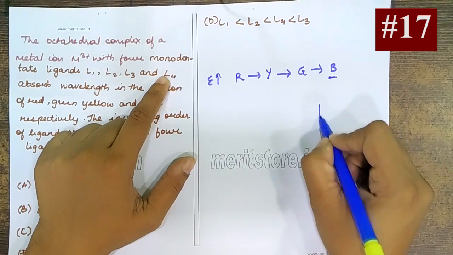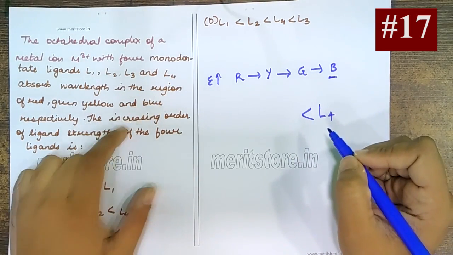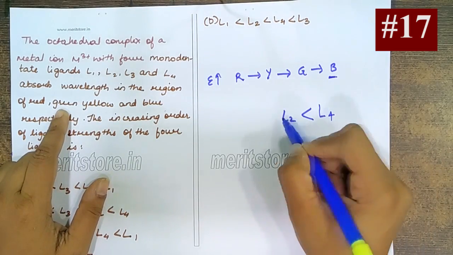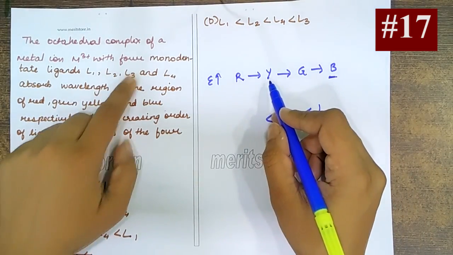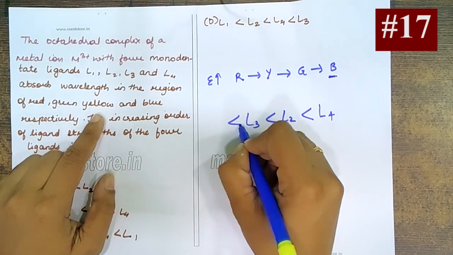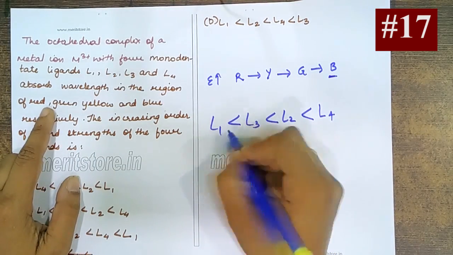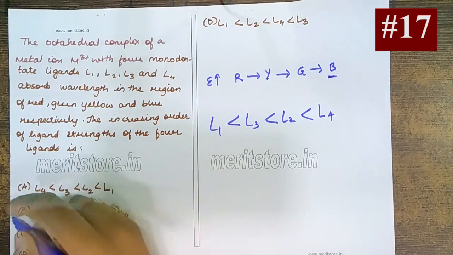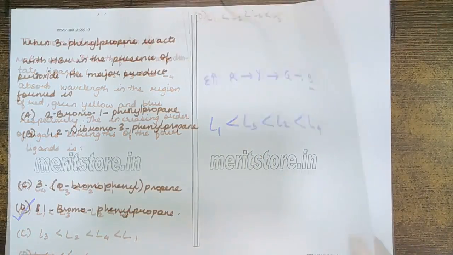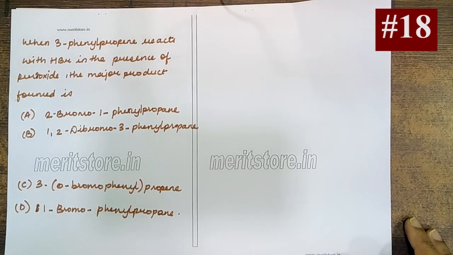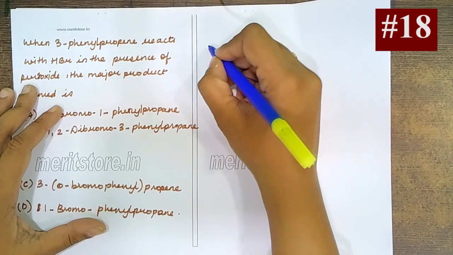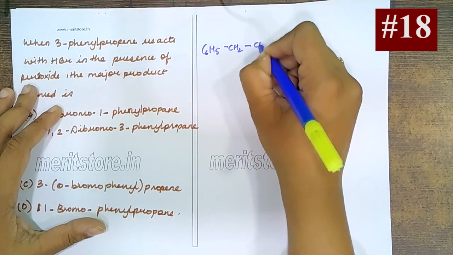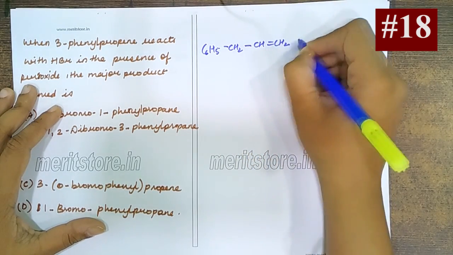Who is having blue color over here? L4. So L4 will have the highest energy content. Then green, which is with L2. Then yellow, that is with L3. And finally red, which is with L1. So the order is L4 higher than L2, L3, L1. So the option is B.